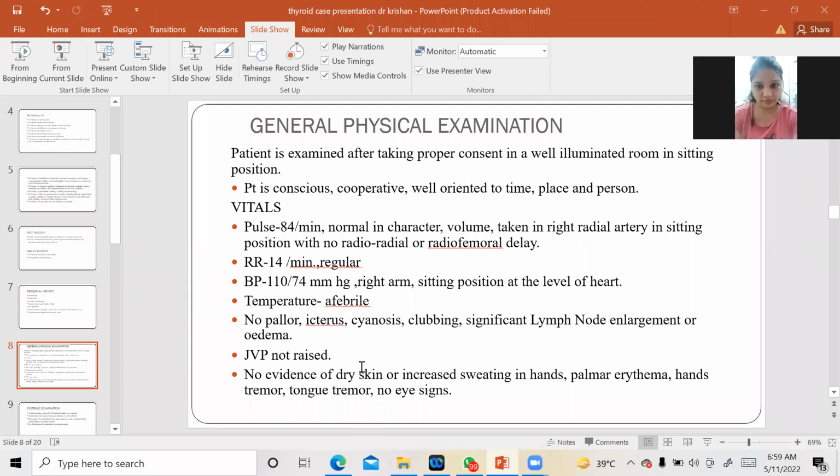So JVP was not raised. There was no evidence of dry skin or increased swelling in hands, palmar erythema, hand tremor, tongue tremor. No eye signs were seen.